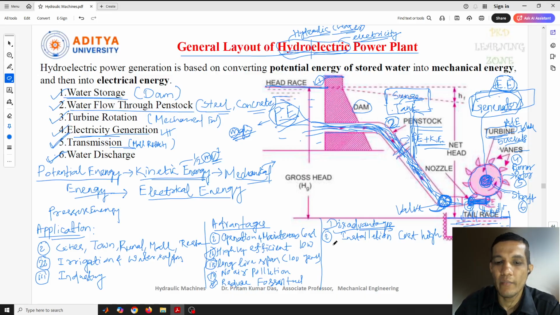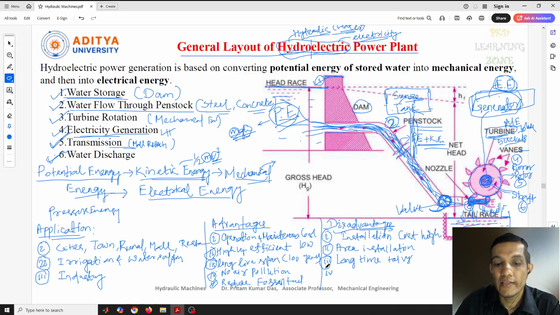Simultaneously, some disadvantages are there. As I told you initially, installation cost is slightly high. Second, the area of installation has to be only near a riverside. That is one more point. Third, the construction of this power plant will take a long time.